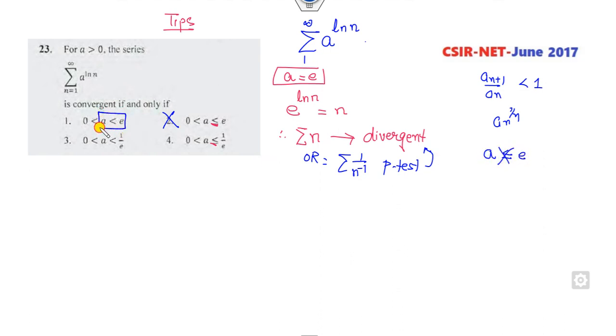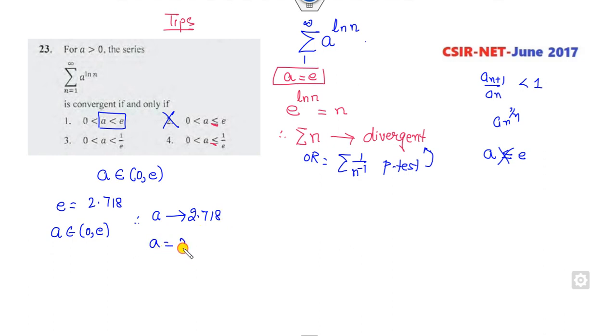Now look at this option: a lies in an open interval. We all know e is 2.718. So if a belongs to this open interval, what is the meaning of that? If a approaches towards 2.718, this value here is open, it lies in the open interval. So what is the limit of this? It again approaches infinity, because this term will approximately be n. If this is approximately n, then again it goes to infinity. So it means it is not convergent.